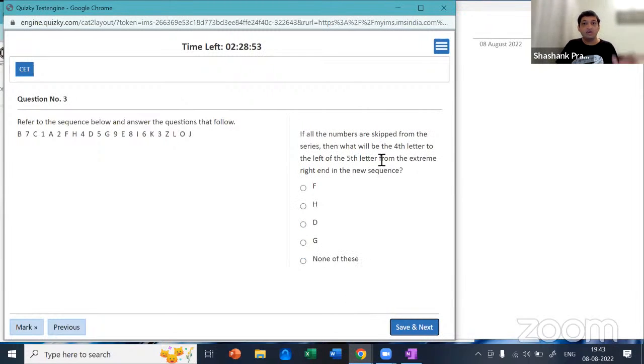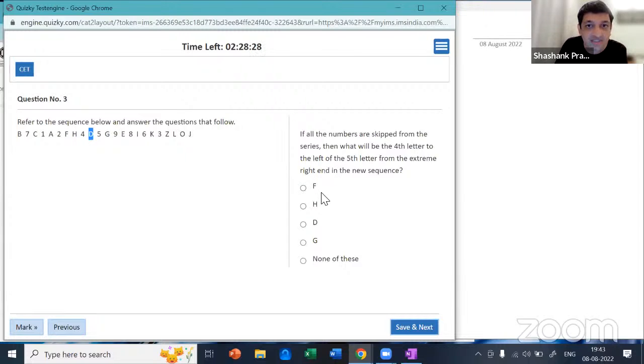Next one. Okay, if all the numbers are skipped from the series, then which will be the fourth letter to the left of the fifth from the extreme right? Okay, extreme right hand. Okay, all the numbers are skipped. Okay, so I'll just start from here. Fifth from the extreme right hand. So 1 2 3rd 4th, fifth will be K. Fourth letter to the left. So I E G D. Okay, so I think D will be the answer.